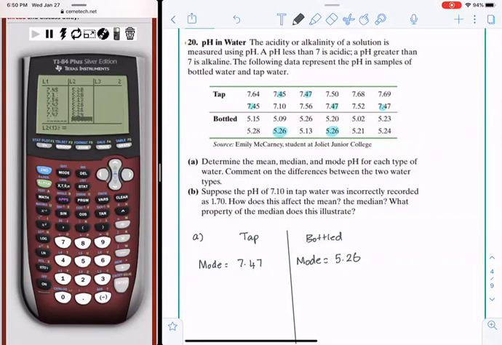And so just by looking at it, we know all the numbers in the bottled data part are about 5. The tap water part, the observations that we see are about 7. So just by looking at it, we can conclude that, okay, on average, bottled water is going to have a pH less than 7. It is going to be more acidic. But you may ask me, well, if I can make a conclusion just by looking at it, why do we need to find the mean, median, mode?